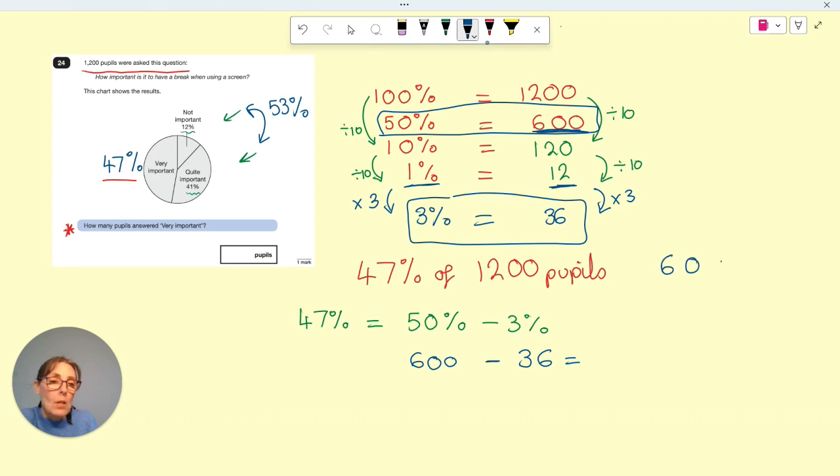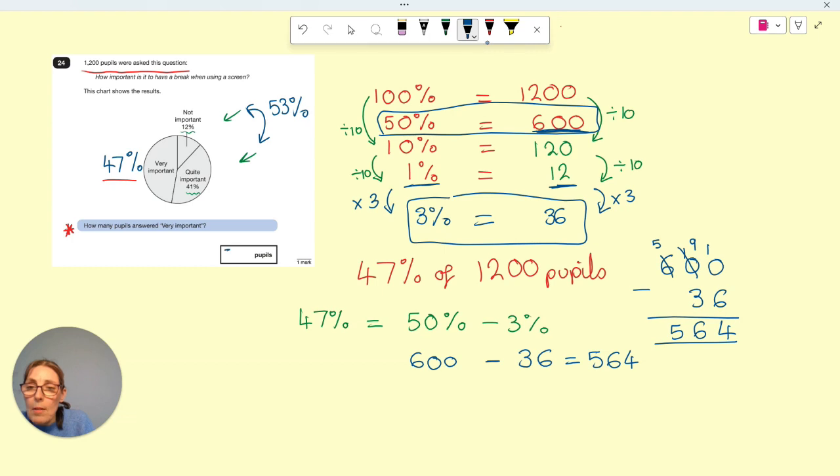So 600 take away 36. 10 take away 6 is 4, 9 take away 3 is 6, 5 take away, I think it's 564 pupils answered very important. That was a really tricky question, actually. That's tricky.